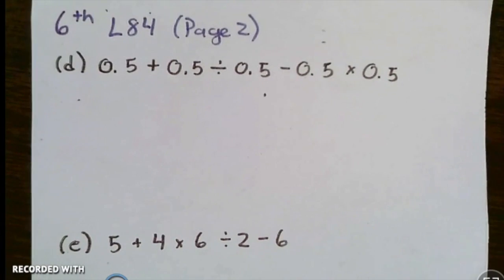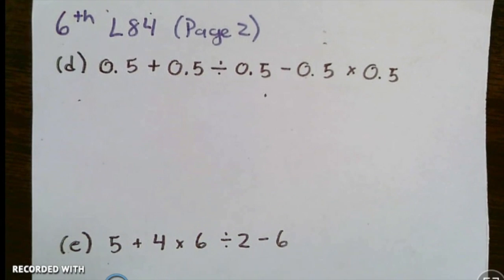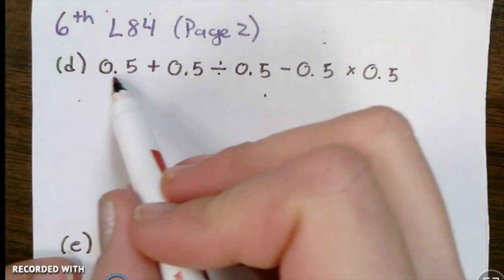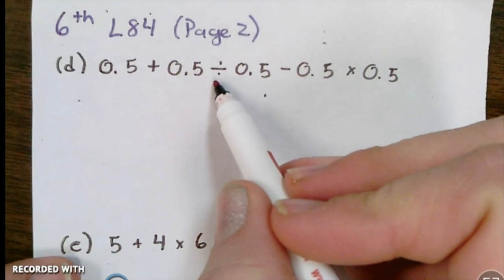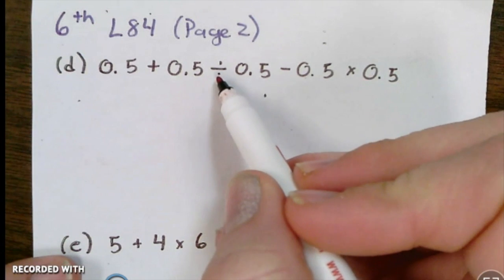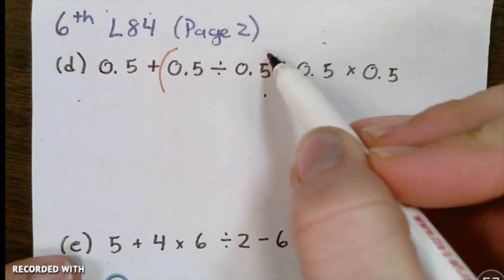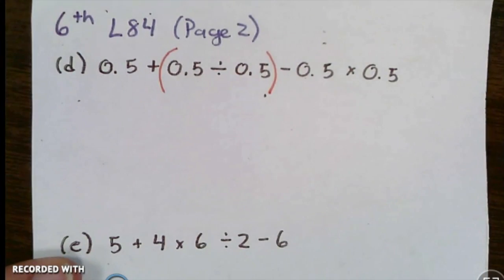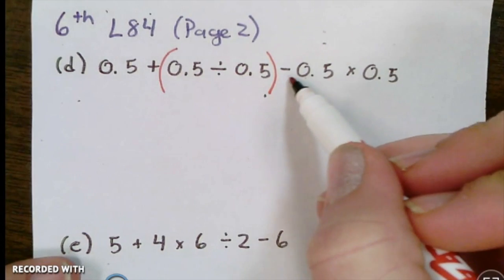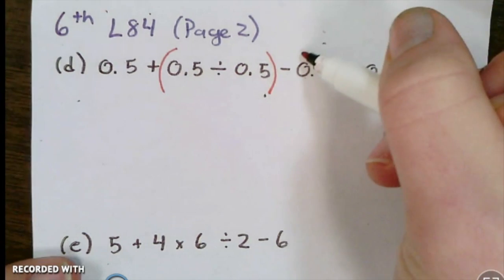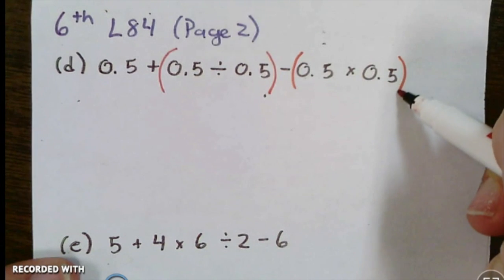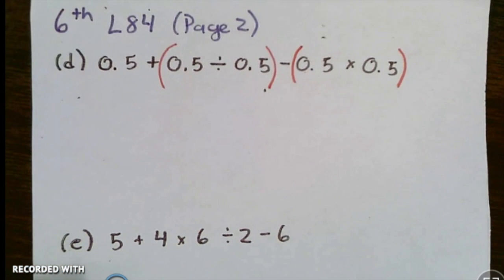Page 2. Ooh, this one's long. All right, let's use our parentheses here. So first we're going to look for any division or multiplication symbols because there's no parentheses and there's no exponents or square roots. So let's see, I got some numbers, I got an addition sign, ooh, a division sign. Now I'm going to put parentheses around the number before and after the division sign because that is something I have to do first. Okay? Then let's see, subtraction, oh, multiplication. Let's draw some parentheses.